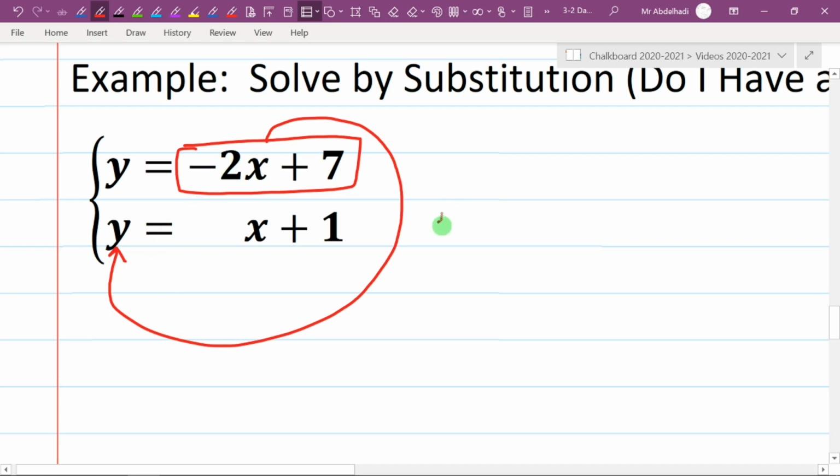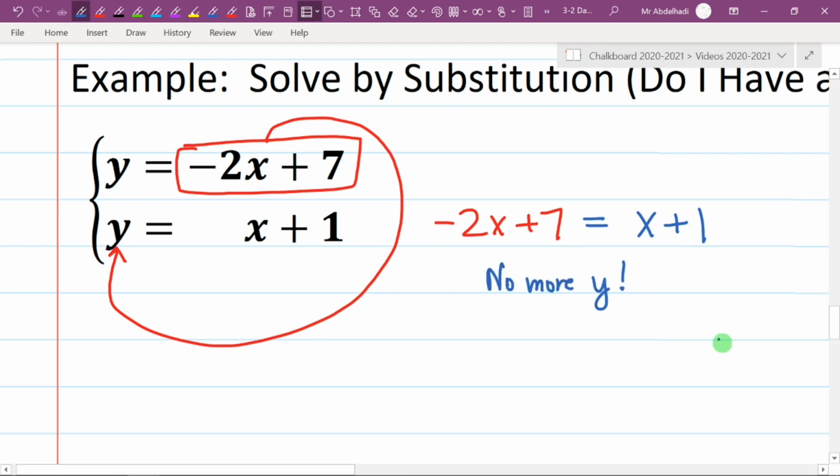Here's your negative 2x plus 7, then you have your equal sign, and then you have your x plus 1 here. So you went from having two equations to one equation. And by doing that, you don't have any y's left. No more y. Now, why is that useful? Because you've eliminated one of the variables, you can now solve for the other variable.